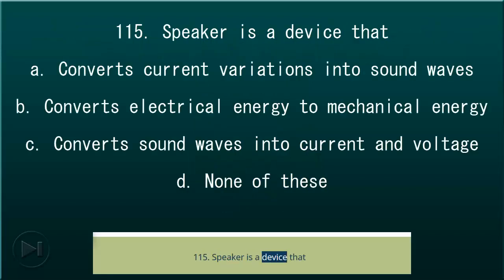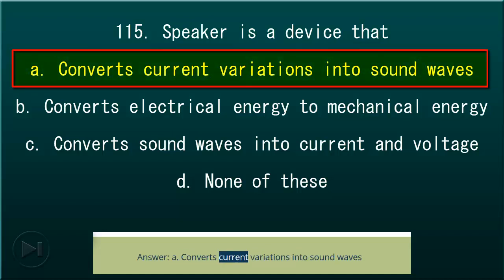115. A speaker is a device that A. converts current variations into sound waves. B. converts electrical energy to mechanical energy. C. converts sound waves into current and voltage. D. None of these. Answer: A. Converts current variations into sound waves.